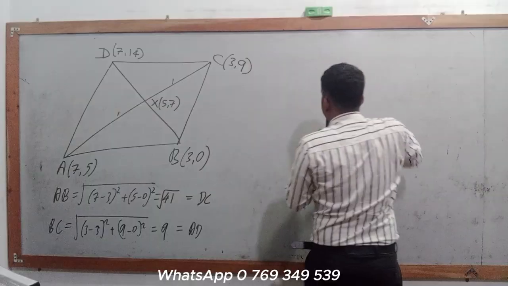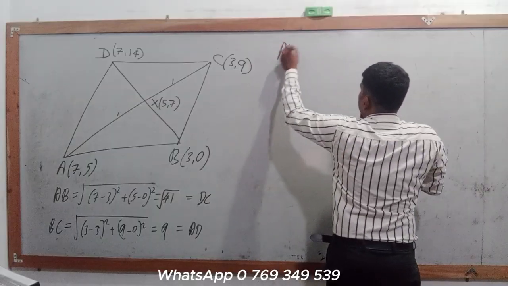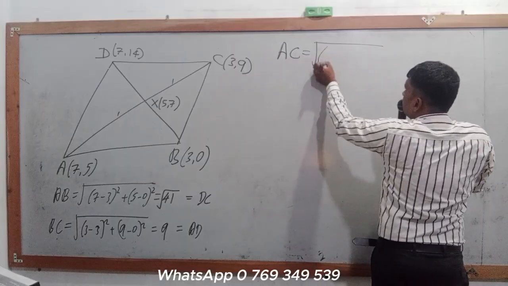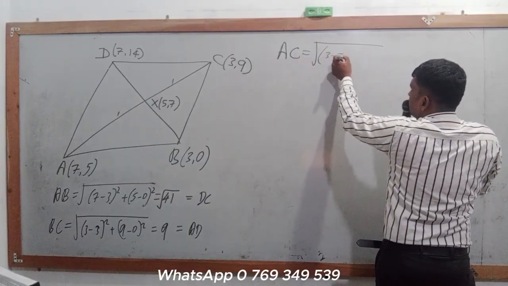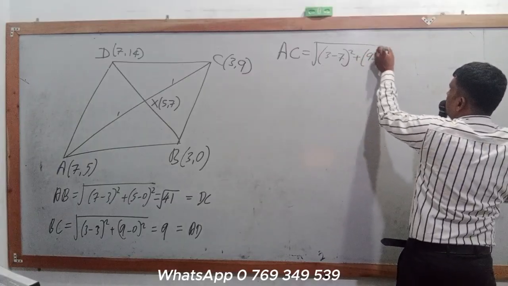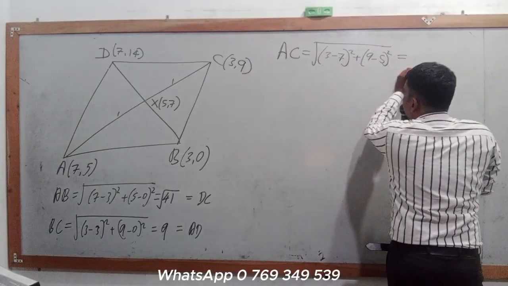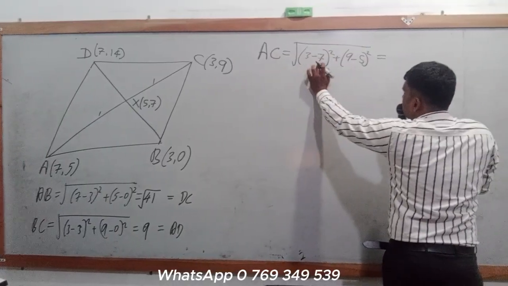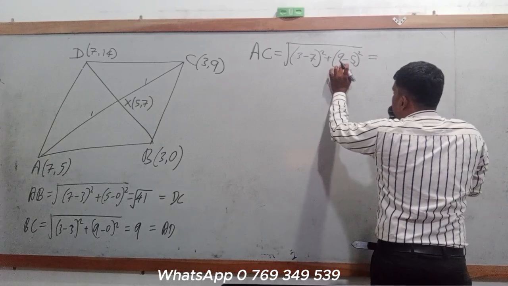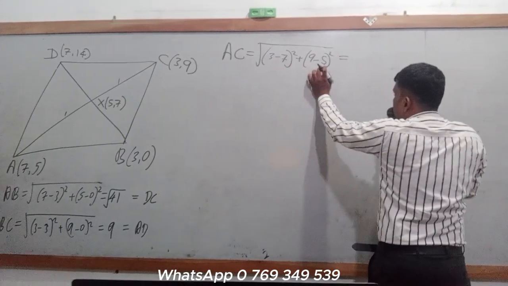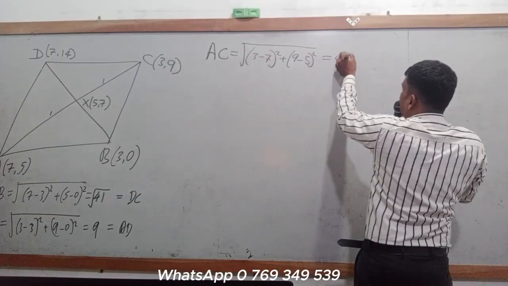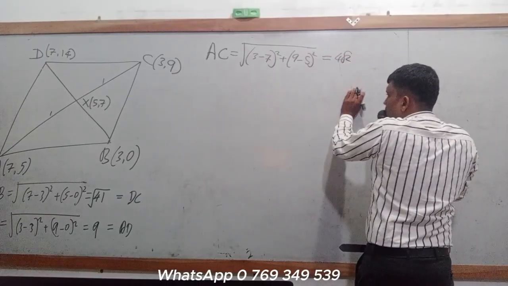And diagonals. Diagonals AC. AC. 3 minus 7 square plus 9 minus 5 square. What is that? This is the 4 and 16. And this is the 4 and 16. 16 plus 16 is 32. Root 32 is 4 root 2, no? 4 root 2.